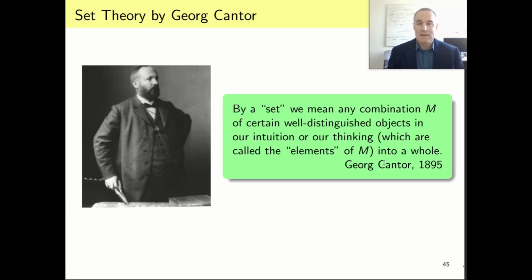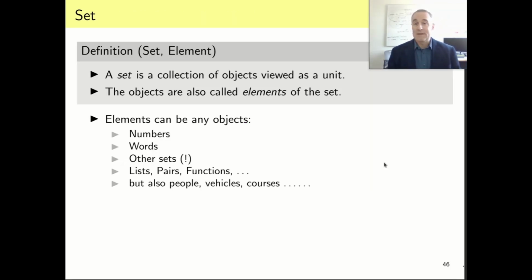Set theory as a discipline is usually attributed to George Cantor, who had the following quote: "By a set, we mean any combination M of a certain well-distinguished objects in our intuition or our thinking, which are called the elements of M, into a whole." So interesting that even at the start of set theory, there was this notion that we might have an intuition or a thought about how things in a set could be identified, and this just got more formal over time. So what's the definition of a set?